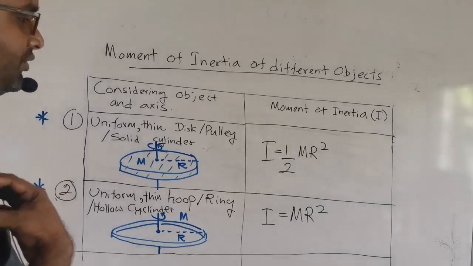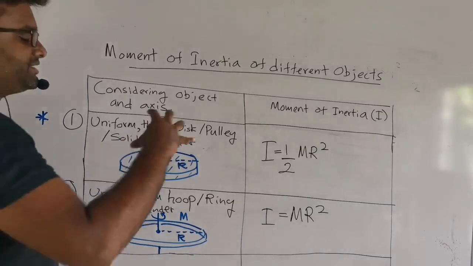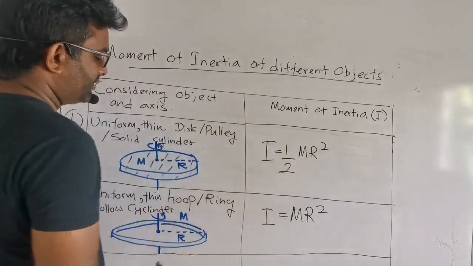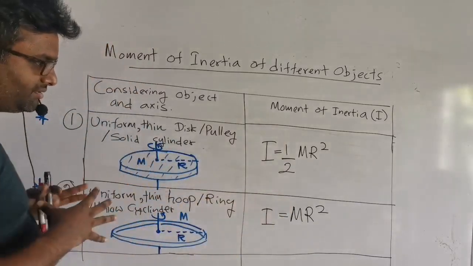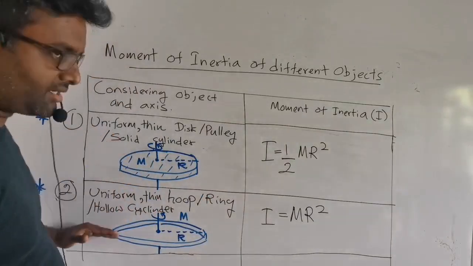So you need to have an idea how that value of I changes when we change the distribution of mass. Now compare this first one and the second one.